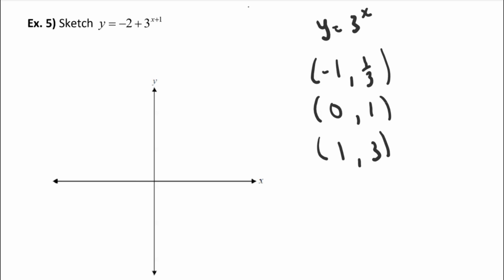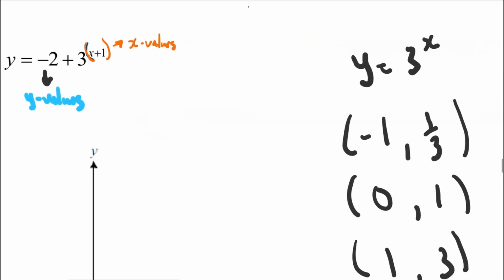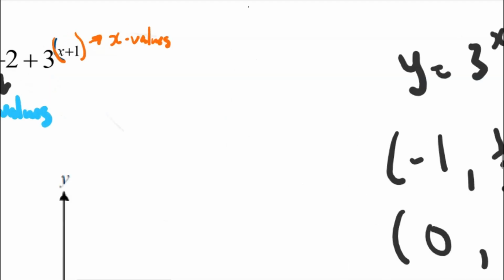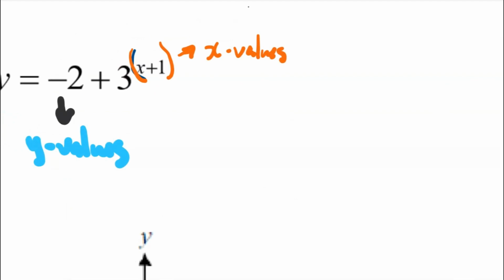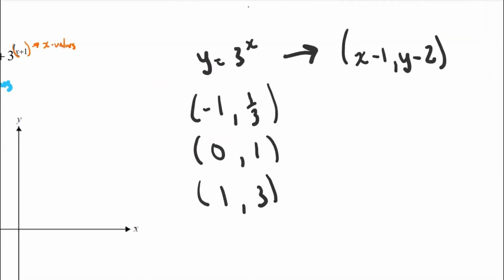Now, for how this is going to work, the -2 is going to affect your y values, whereas the x plus 1 is going to affect your x values. So let's change our mapping notation to be x minus 1, and then y minus 2. Remember, whenever it's in the brackets, we do what's opposite. Yes, it says we have to add 1 there, but when it's in the brackets, we do whatever is opposite. So we're going to move it 1 to the left. We take our x values and subtract 1 from them.